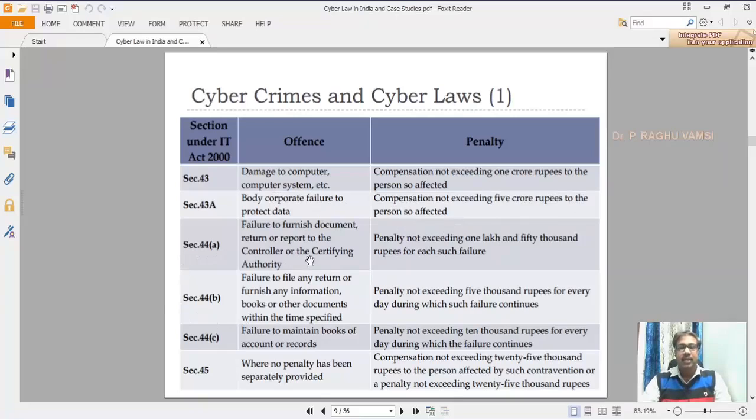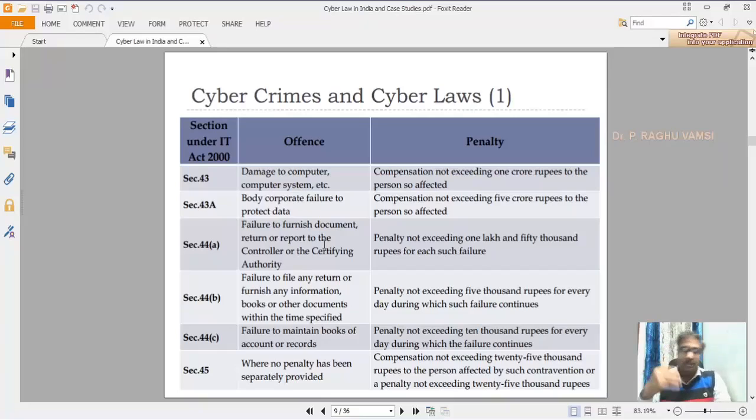Section 44A relates to the failure to furnish the document that was asked by the court or tribunal, then penalty not exceeding 1 lakh and 50,000 rupees for each such failure. Section 44B, failure to file any written information or furnish any information, books or other documents within the time specified, then penalty not exceeding 5,000 rupees for every day during which such failure continues.